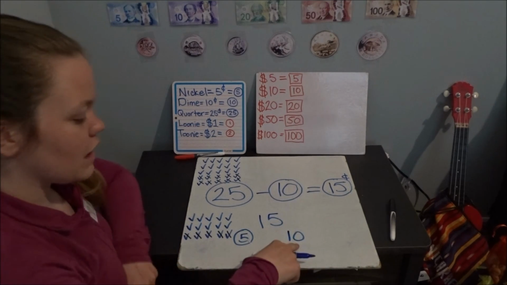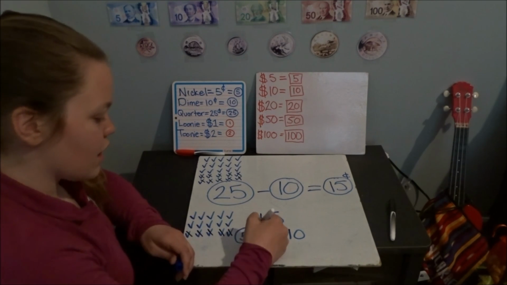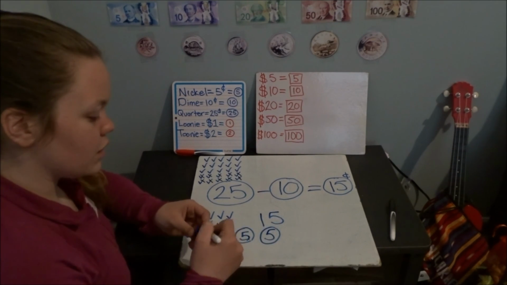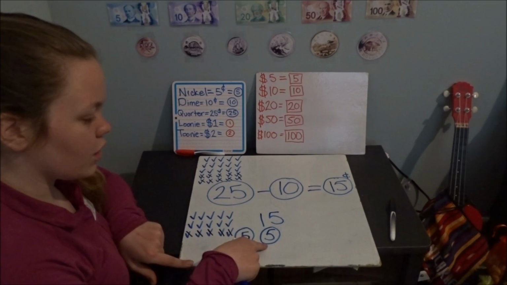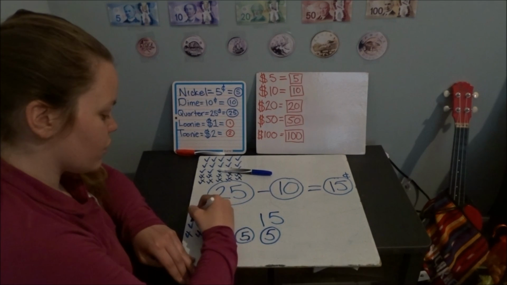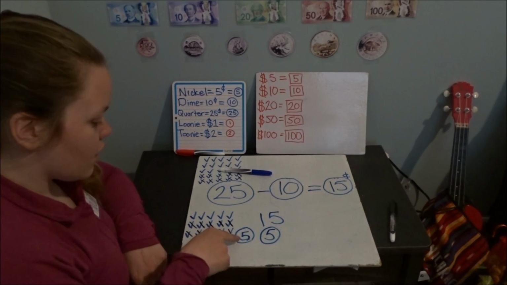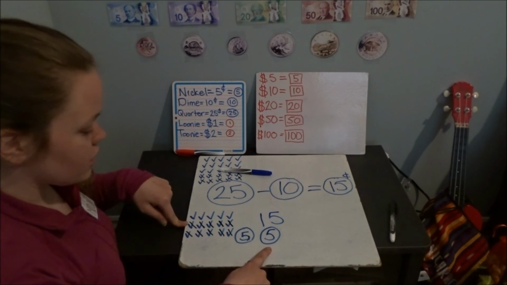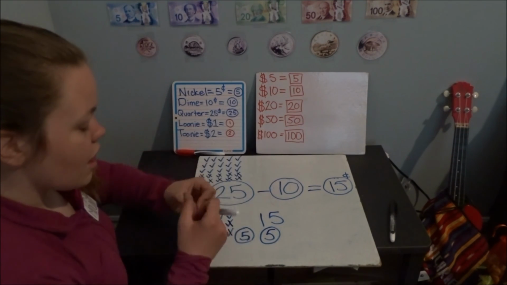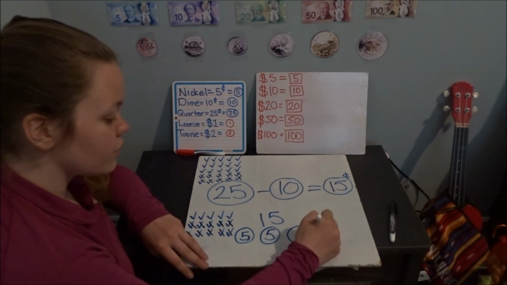So we're going to have 10 left, but we're trying to figure this out with nickels. So let's see if we take another nickel out, what that'll mean. So we have our 5 crossed off, and we're going to cross off another 5. 1, 2, 3, 4, 5. Okay, so now that we have our 5 crossed off and our second 5 crossed off, let's see how much is left over. 1, 2, 3, 4, 5. So we have 5 left over, which is a coin in itself.